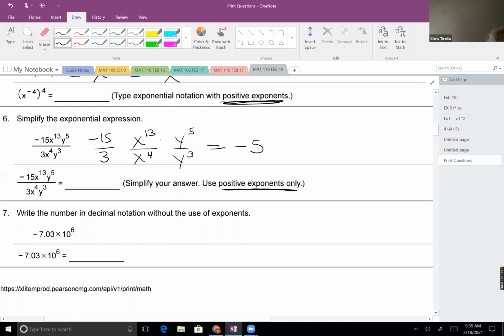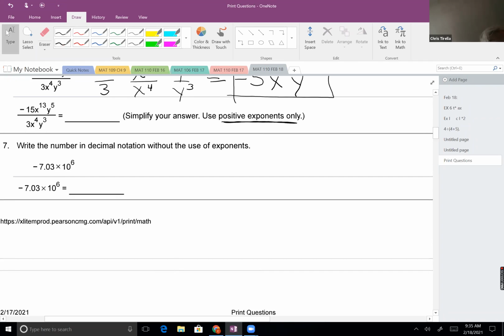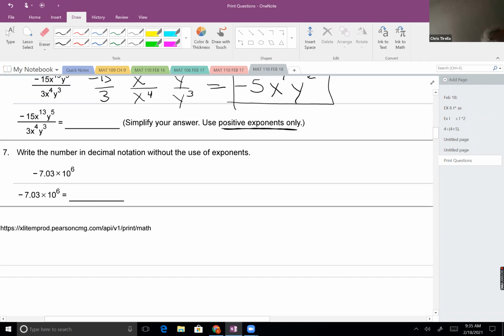Now over here with the common bases, if I divide, what should I do? Subtract. Subtract the exponents. Beautiful, the base stays the same. So that's x to the 13 minus 4 is 9. Y to the 5 minus 3 is 2. While the coefficient is negative, that's okay. The exponents are all positive, so I'm done. That one all right.